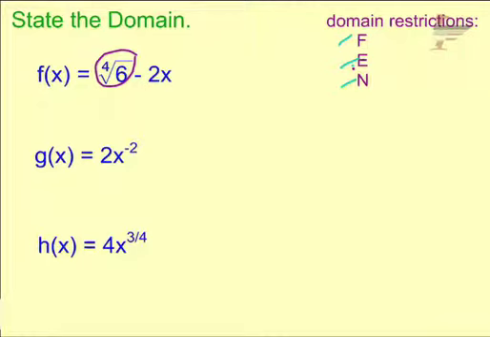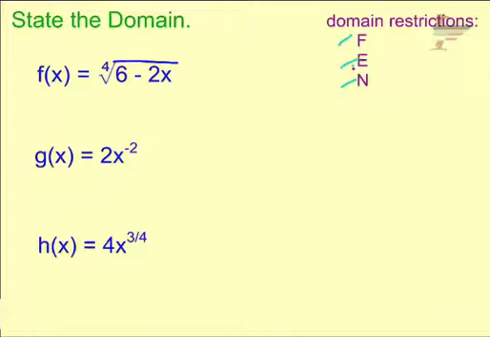Actually, I think that's my typo. Let's just change this for a second, just so we can talk about it a little bit more. Let's take the fourth root of everything. Okay, so now we are taking the even root of x, because x is inside that radical.